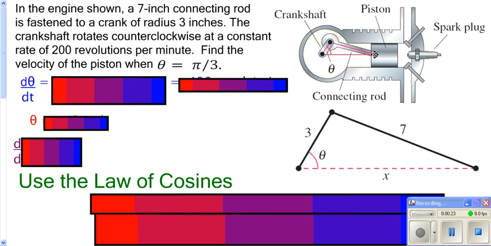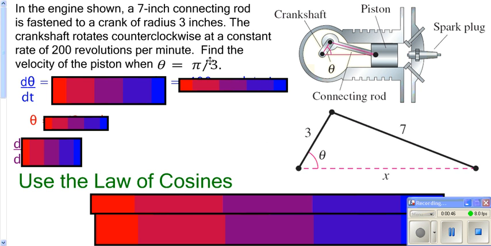However, the distance from the piston straight back to the center of the crankshaft does change, and your angle here changes. So when you look down here at the diagram, these two sides are the fixed sides that never change. But your angle changes, and this distance between your piston and your crankshaft would change.